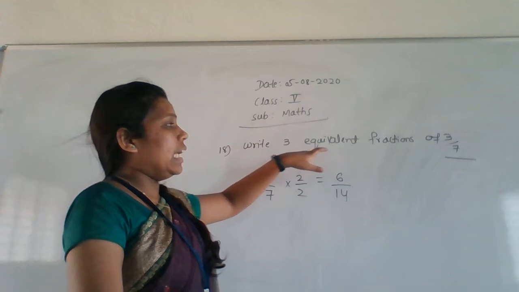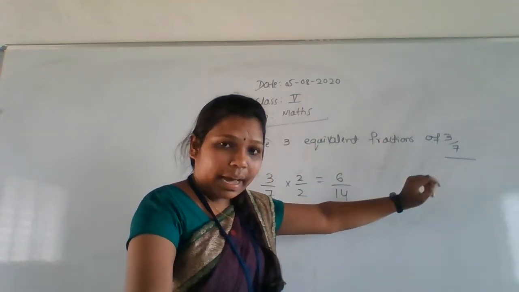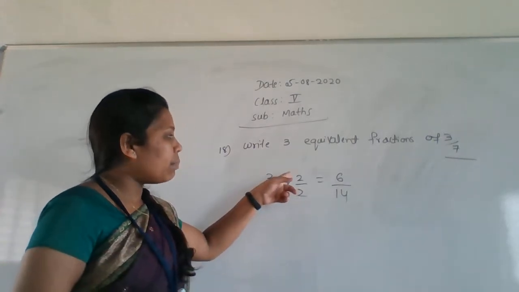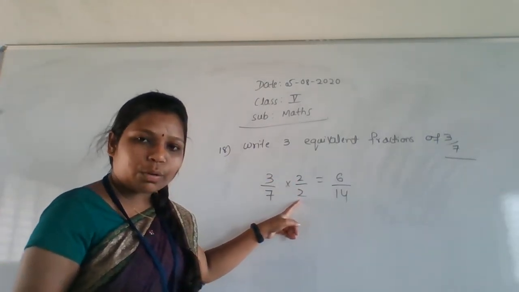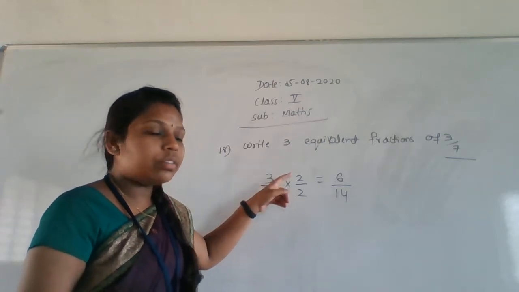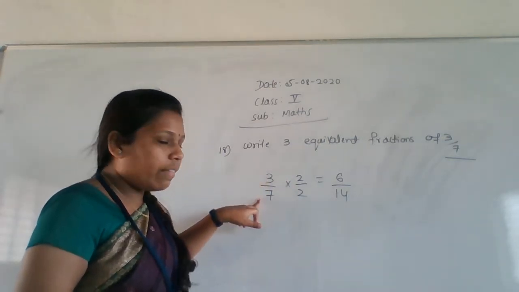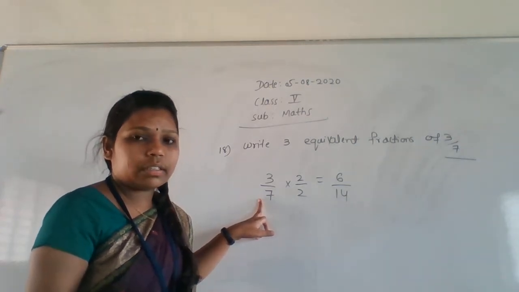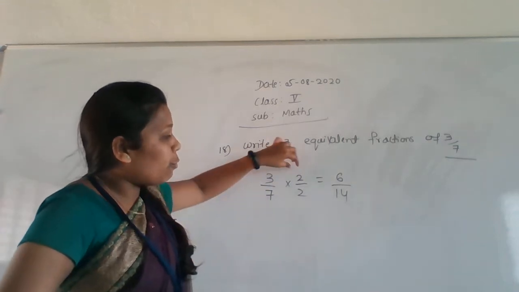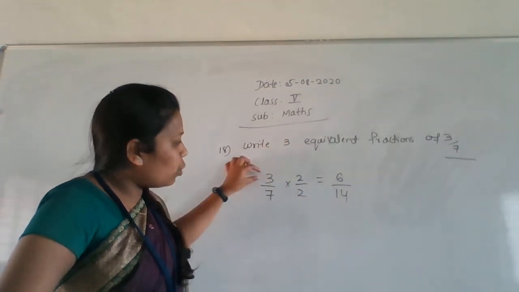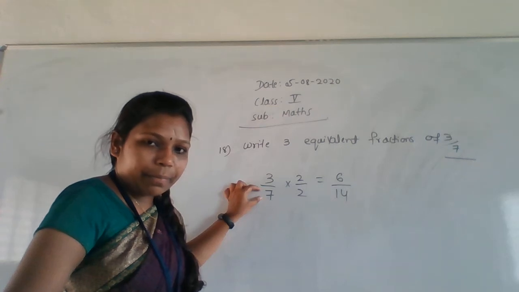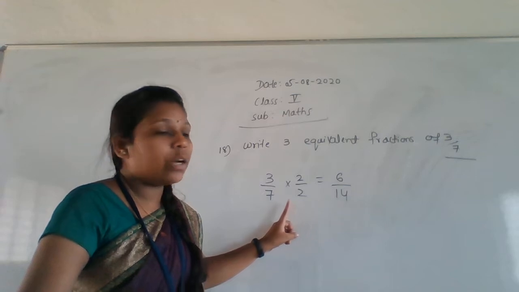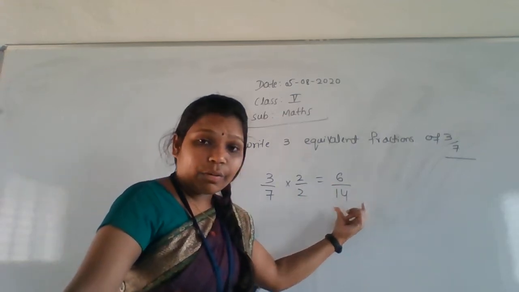So, write the three equivalent fractions of 3 by 7. You have to multiply the same number. Don't multiply here 2 and here 3. If you are going to multiply with 2, then multiply both the numerator and the 7 by 2 only. Don't multiply other values. Are you understanding? You have to multiply the same value to the numerator and denominator. Then only we get the equivalent fractions.